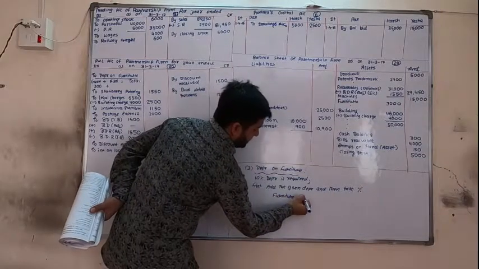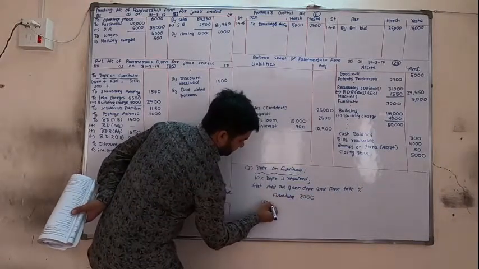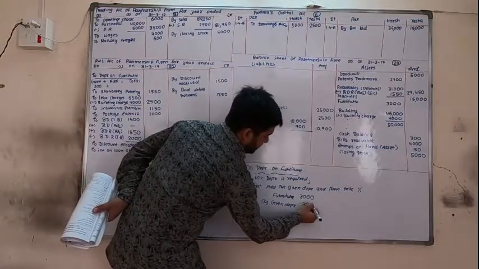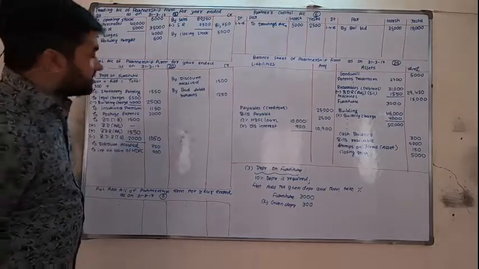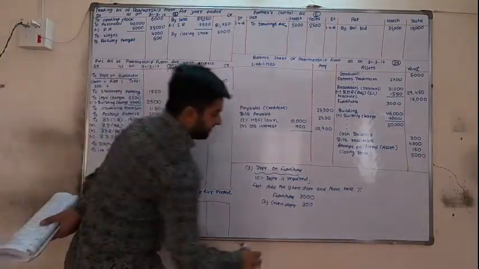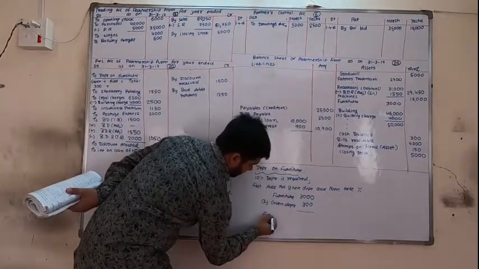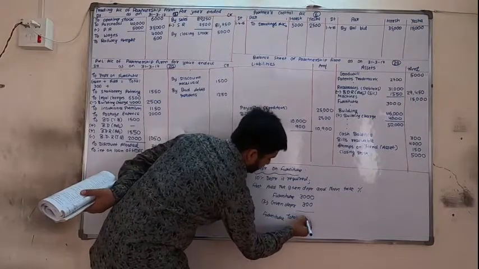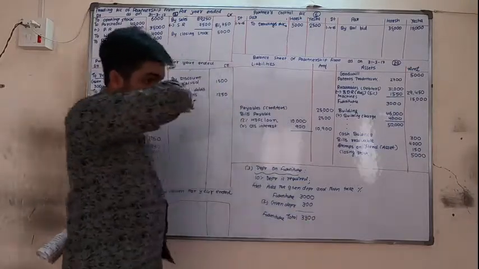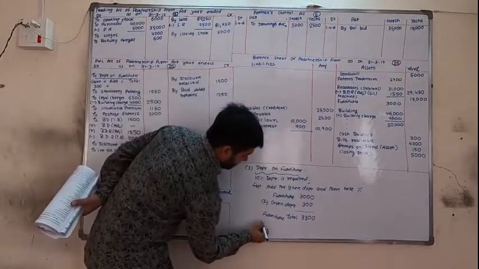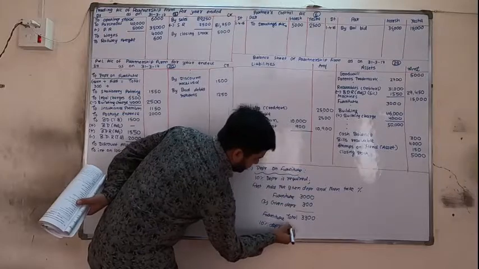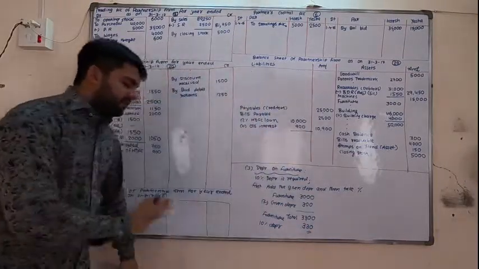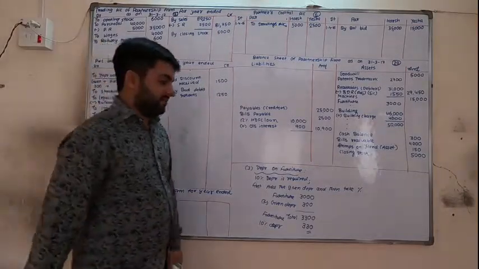Now furniture is 3000 plus the given depreciation of 300. Furniture is 3000, given depreciation is 300. So furniture total is 3300. Now 10% depreciation is 330. Nothing else, only 10% depreciation is 330.